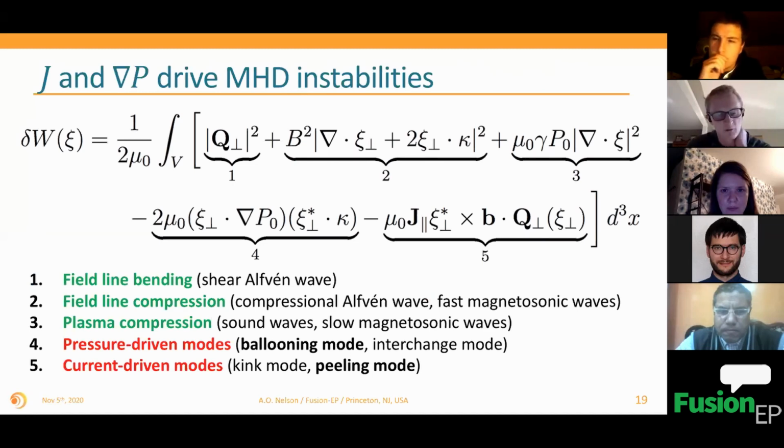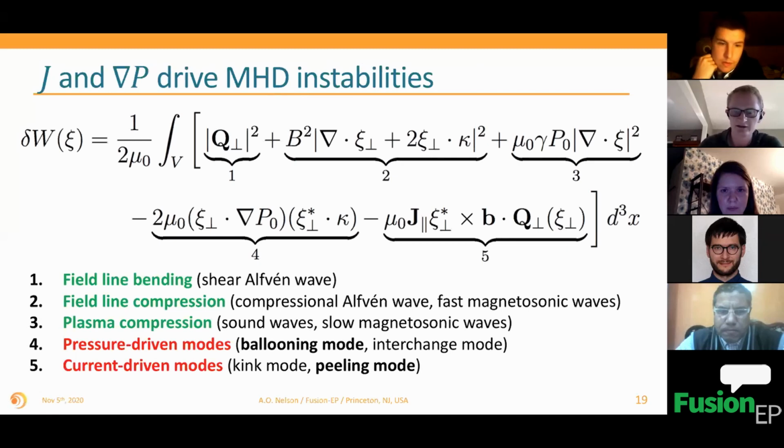One way to do that is to derive them from MHD. If you're familiar with MHD, you might be familiar with this equation. If you're not, don't worry about it. This is delta W. It's really just a change in energy. If due to some instability or motion in your plasma your terms are positive, then that instability won't happen. It'll be a stable instability. If your terms are negative, then your instability is going to happen.